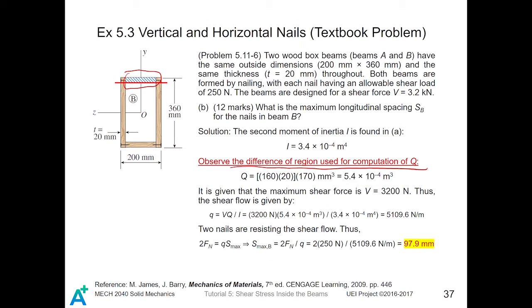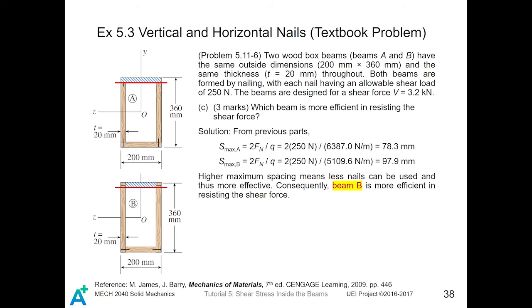So the first moment of area is given by 160 times 20 times 170, which is 5.4 times 10 to the power minus 4 meter cubed. The shear flow is given by this, by substituting all those known values. Then the maximum spacing is given by 97.9 millimeters.